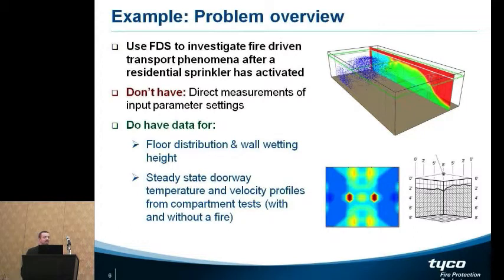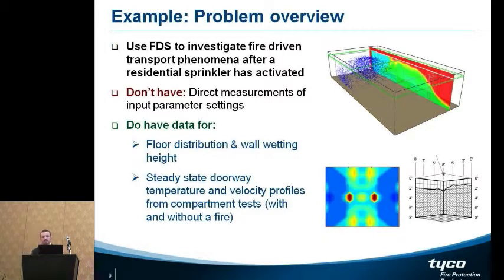Okay, so now, by way of an example, that was kind of the overview. The reason we started this whole thing in the beginning is that we were doing a research project, myself and my co-author, Rob Acosta from Arup. We're looking at fire-driven transport phenomena after a sprinkler is activated, related to, let's say, the transport of toxic products of combustion from a fire. But we didn't have any direct measurements for the sprays that we were looking at. What we did have data for were floor distribution data and wall wetting data, which are measurements that are made when we develop these sprinklers in the real world.